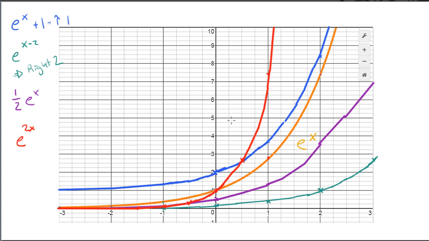So that's transformations on the exponential function.